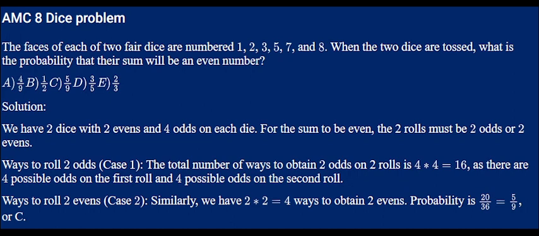For our solution, we have 2 dice with 2 evens and 2 odds on each dice. For the sum to be even, the 2 rolls must be 2 odds or 2 evens. For case 1, ways to roll 2 odds. The total number of ways to obtain 2 odds on 2 rolls is 4 times 4, which is 16, as there are 4 possible odds on the first roll and 4 possible odds on the second roll. Ways to roll 2 evens. In case 2, similarly, we have 2 times 2 equals 4 ways to obtain 2 evens. Our probability is 5/9, which is C.